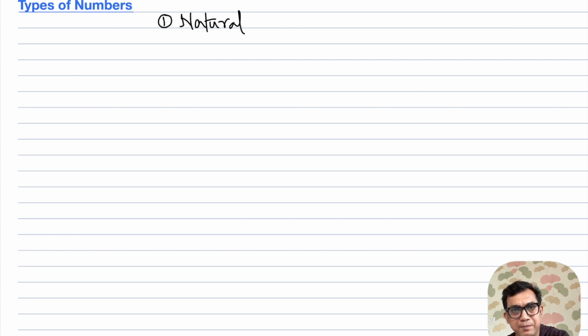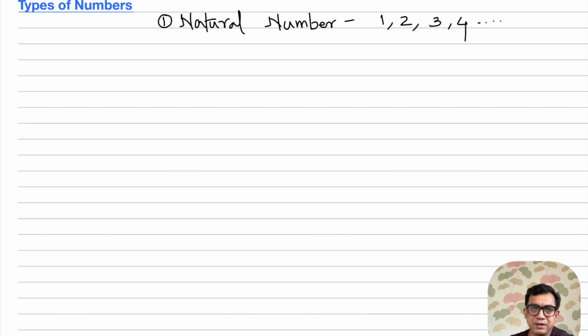Now when I say the numbers are natural, I mean I'm talking about 1, then 2, then 3, then 4. These numbers are natural numbers. 0 is not included as a natural number because one of the reasons could be that 0 plus 0 is also 0, minus 0 is also 0. So 0 is not a natural number. So if I want to include 0, I'll call them whole numbers.